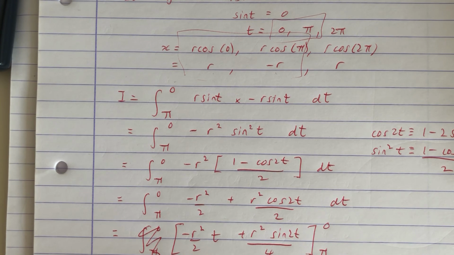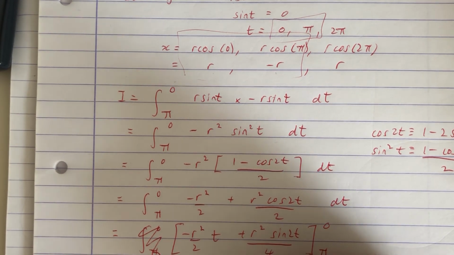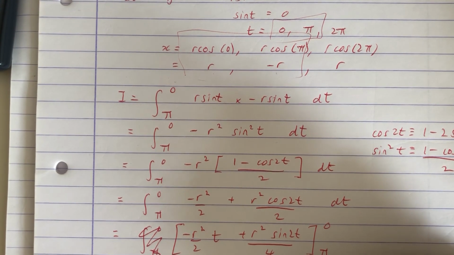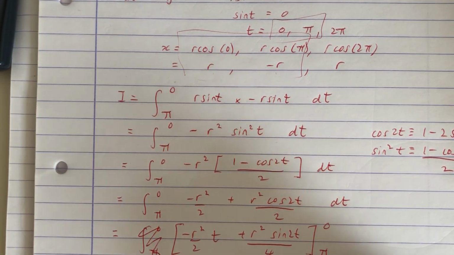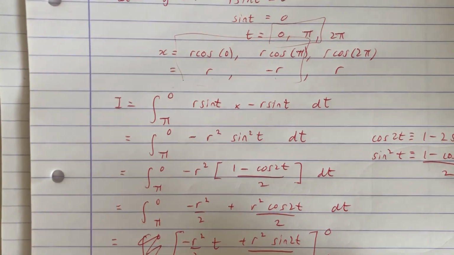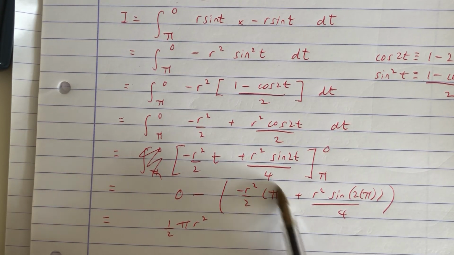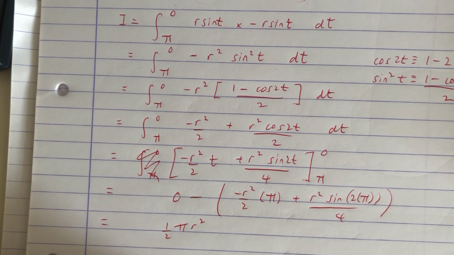Okay, and if you put 0 into this, you get 0 subtract minus r squared over 2 pi plus r squared sine 2 pi over 4. That entire second thing there is 0, so you're just left with this term, and 0 subtract negative r squared over 2 pi would give you a half pi r squared. Substituting the limits in, that thing goes to 0. You are just left with this, and 0 subtract negative this simplifies to a half pi r squared, which is what you would expect because that's half a circle. And that's it.